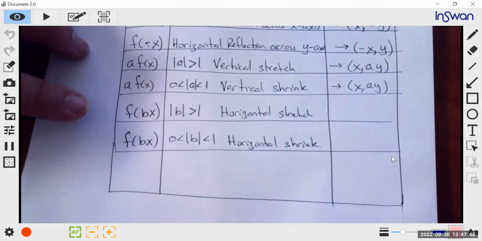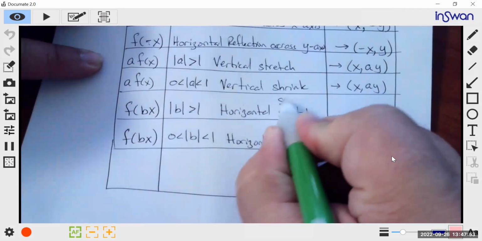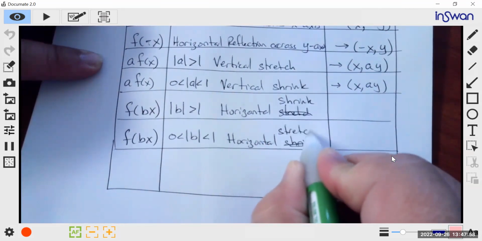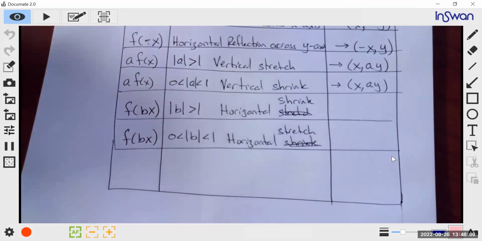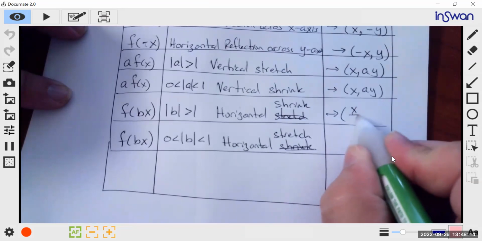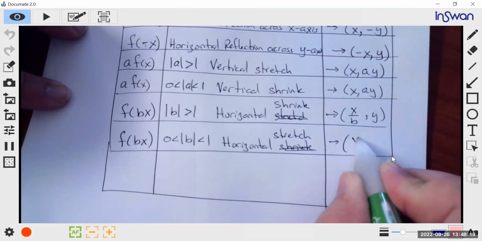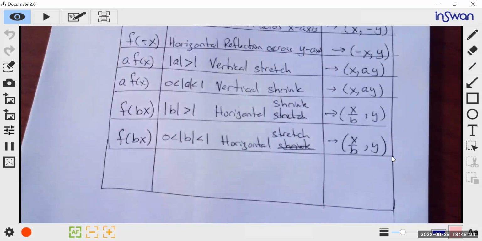Oh, no, hold it. It's the opposite of this. So this one has to be a shrink. This one has to be a stretch. Because the x's and y's are opposite directions. The change in points are going to be fractional. That's why it's opposite, because it's a reciprocal.